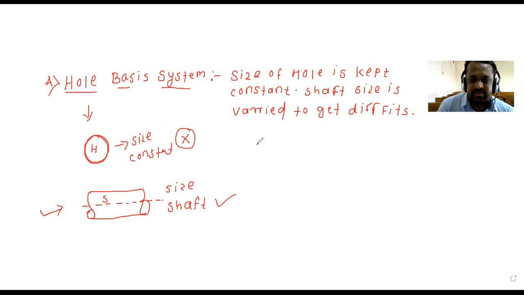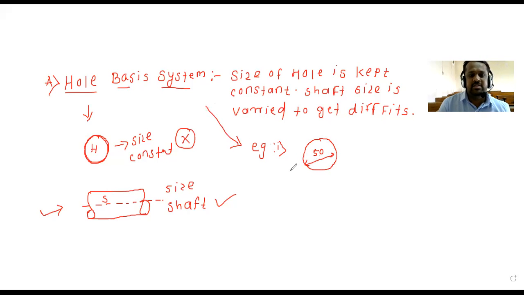Suppose, just as an example I'm going to write here, we are having one hole of diameter 15, and we have to follow the hole basis system. What the hole basis system tells us is that we should not vary the size of the hole. We have to keep the size of the hole constant.